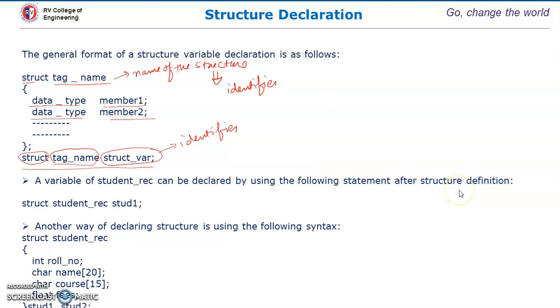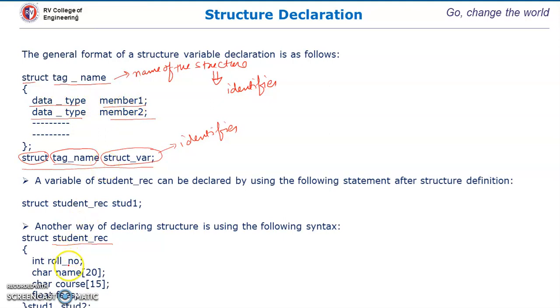For example, previously we have seen the student record structure. How do we write the student record structure? As per the syntax, we write the struct keyword, and this tag name is nothing but the name of the structure, so we write the name student record. Any valid identifier we can give, and then members: we write the data type, then space, member1.